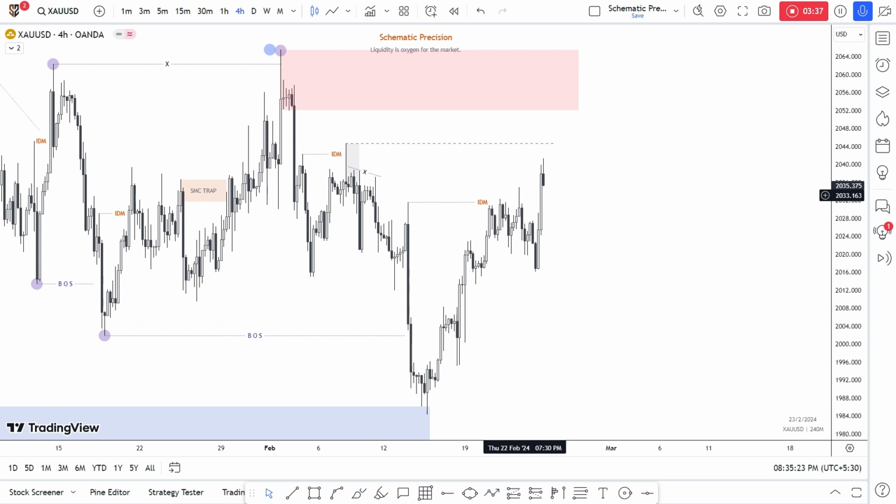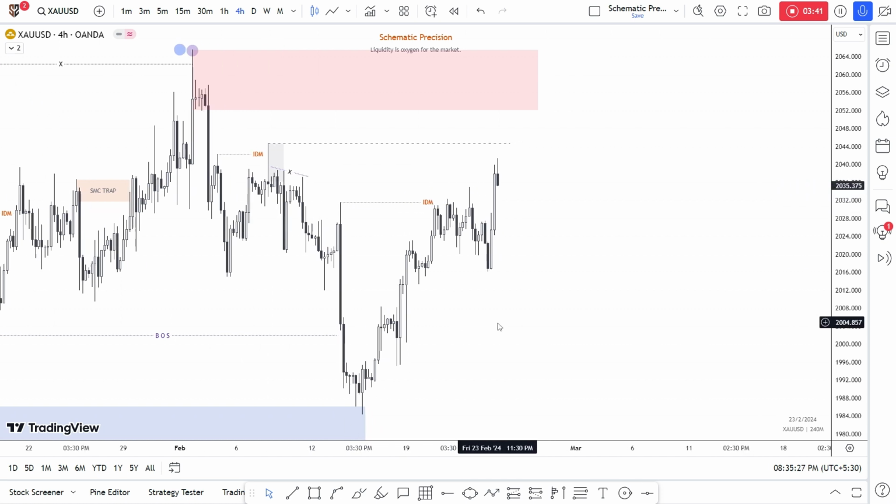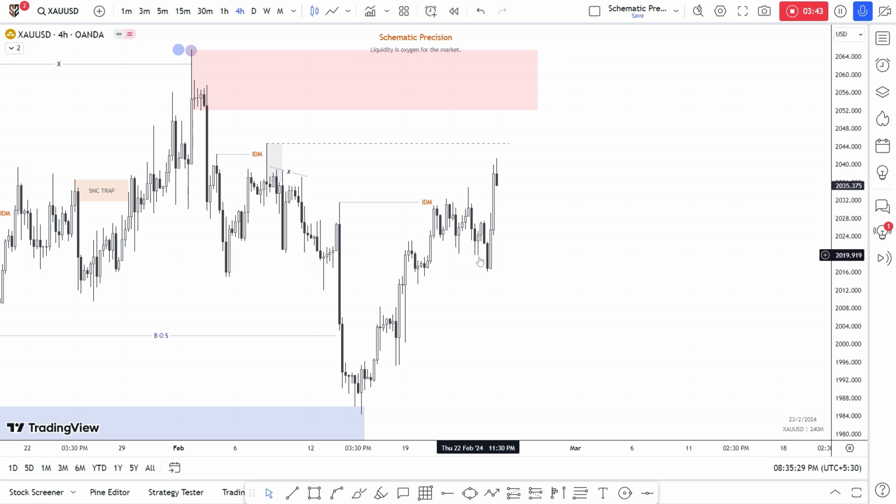And jumping onto the 4-hour, I have shared this chart multiple times. After this inducement here, I was selling here as well, and I was expecting price to go lower, but it didn't. It respected this order flow and continued higher. Means price needs more liquidity. Where is the more liquidity?